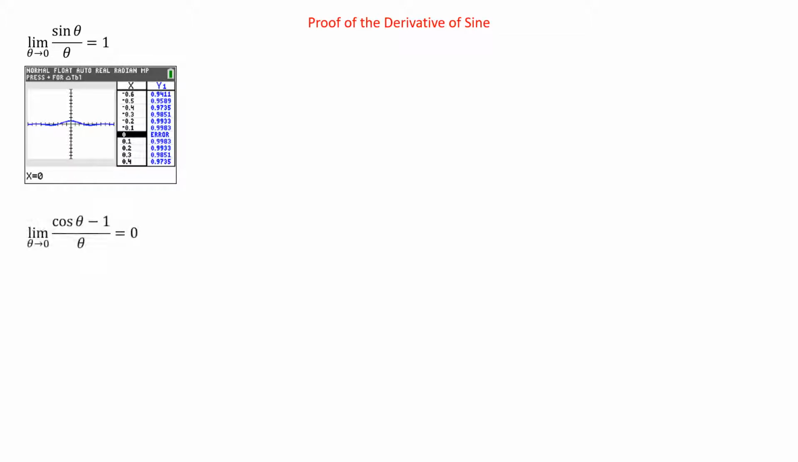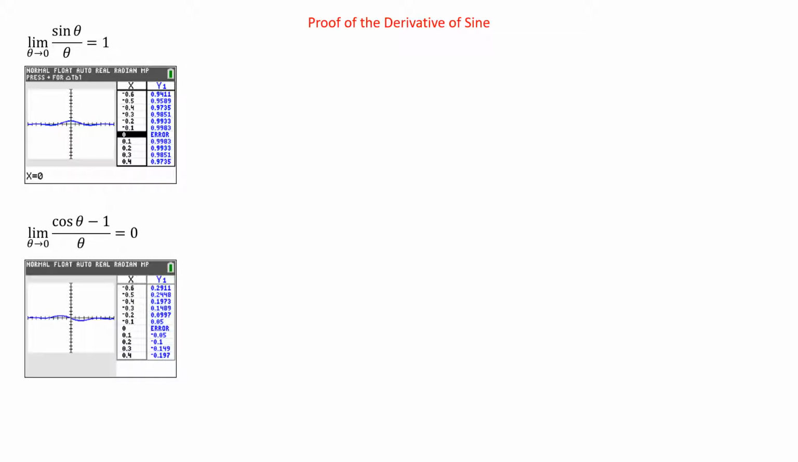And the second one is the limit as theta goes to 0 of cosine of theta minus 1 over theta. That's actually going to go to 0. Same thing, we could look at the graph. Yeah, it looks like it's going to be 0. And then looking at the table, yeah, it makes sense that that would be 0. So we have the limit of sine of theta over theta equals 1, and the limit as theta goes to 0 of cosine theta minus 1 over theta equals 0.